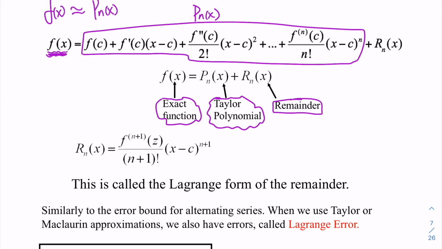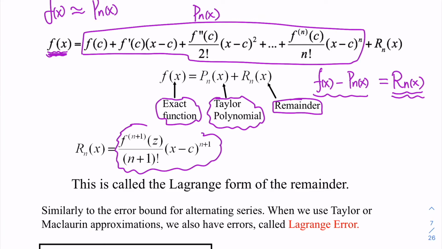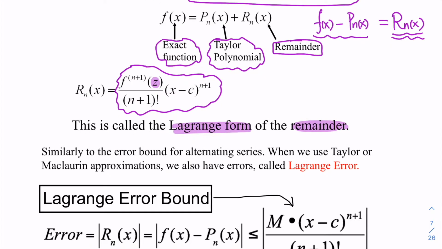Similar to 8.5, the difference between the approximation and the original function is given by the remainder, which is a function in this case. The remainder is very similar to the next term, the n plus 1 term. The only difference right now is that we use another value z. This is called the Lagrange form of the remainder. Now let's have a look at what the error bound is. The remainder is bounded by some function.